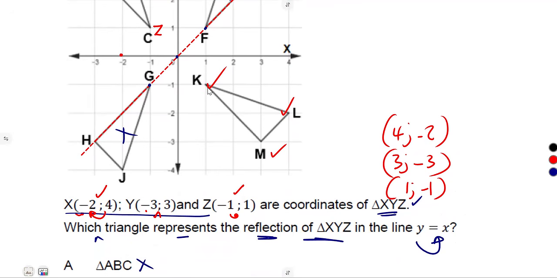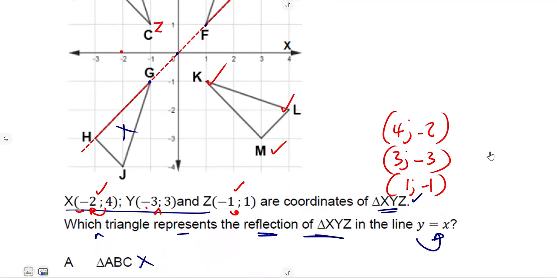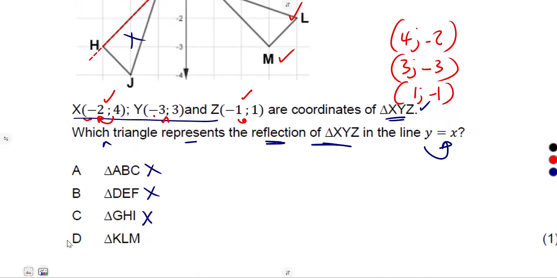You find out it is what? This other triangle, which is LMK. So that is the triangle that we are going to use, which is exactly the one on D. So D is the best answer there.